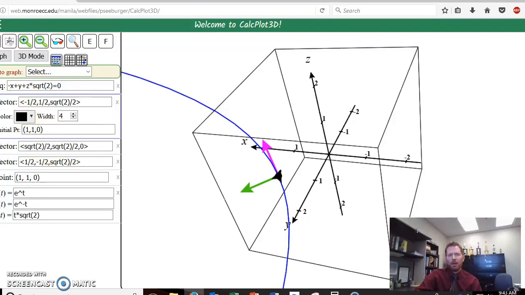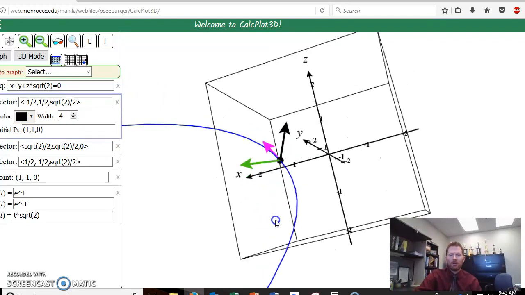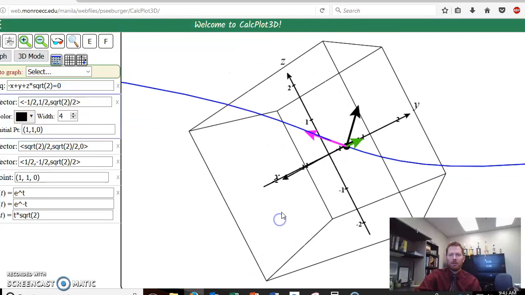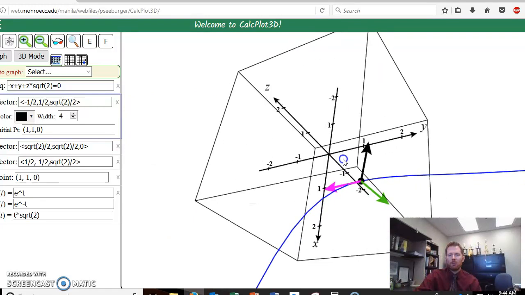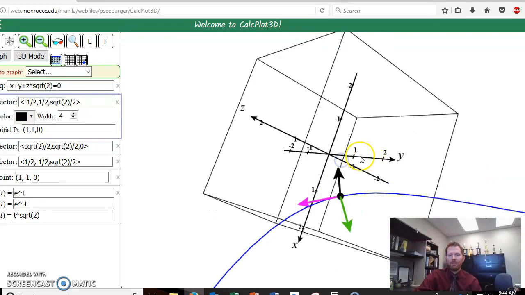Then we found the binormal vector. I've turned it on, starting at (1, 1, 0). From this orientation, you can't see it because we're looking down in 2 dimensions, but if I rotate it a little, there we go. We can see that the unit binormal vector is perpendicular to both the tangent and the principal unit normal vectors. And that's the TNB frame.